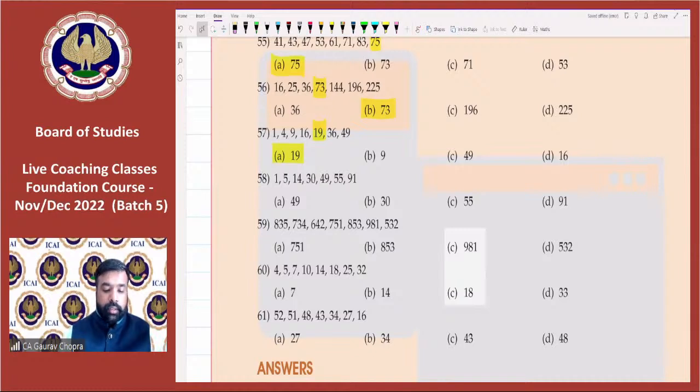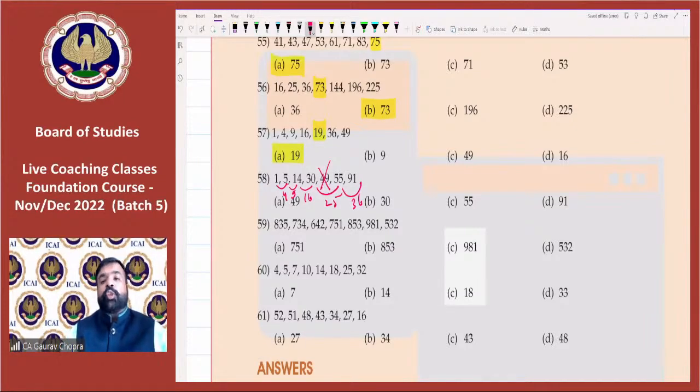Then 58, this pattern we had already done. Here we are having the gap of how much? 4, 9, 16. Next gap should be 25 and 49 is the extra number. From 55 to 91 the gap is 36. So here the gap is a perfect square. So 49 is an extra number, so it is odd one out.